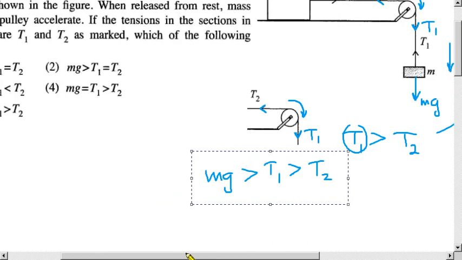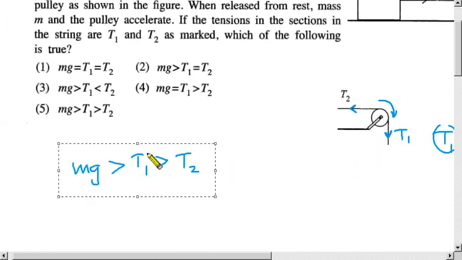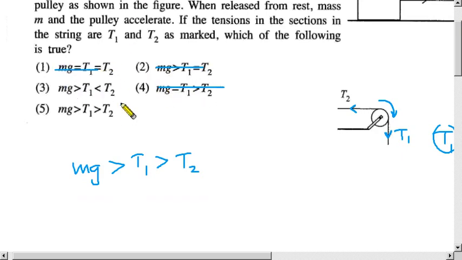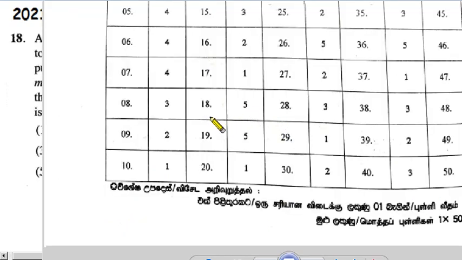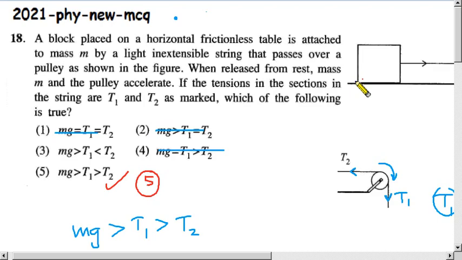So let us check now. Mg, there are no equal terms, therefore we can remove these things. Then only these two we have to compare. So obviously this one is the correct one. So the correct one is the fifth one for this problem. Question number 18, fifth one, correct. So it is not a big problem. You can understand it.